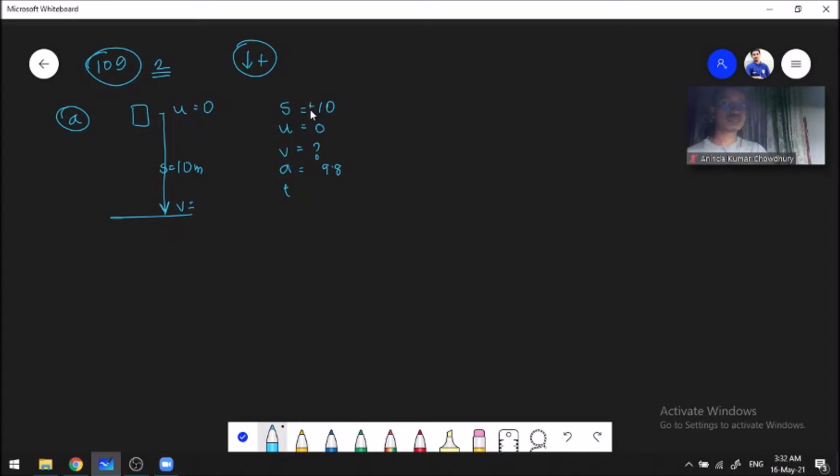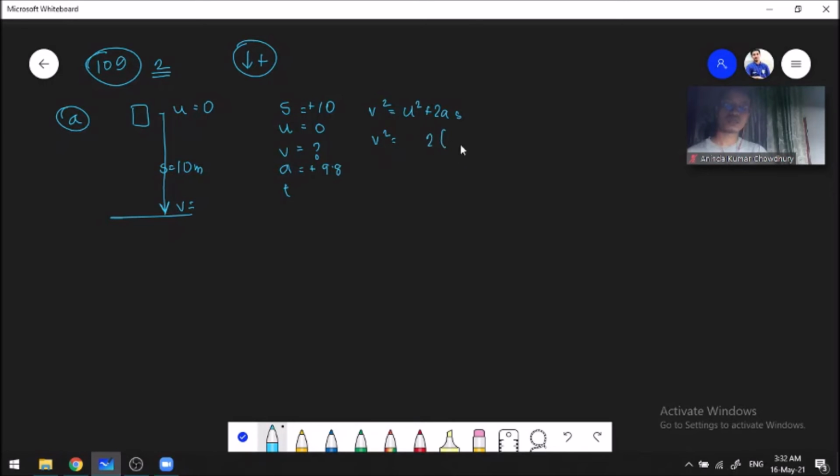Therefore, our displacement is positive 10. Our acceleration due to gravity, which is downward, is also positive 9.8. So from here we understand that we have to use a formula that includes S, U, V, and A. That formula is V square is equal to U square plus 2AS. Our V is something that we have to find out. Our U was 0, so let us omit that from the equation.